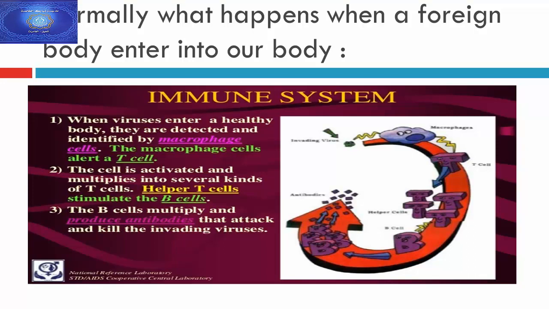WBC means what? The main function is immunity, isn't it? So the helper T cells will activate the other WBCs, and all together they make antibodies against this antigen. Antigen means any foreign body. Antibody means the protection from our own body to act against an antigen. That is known as antibody. So a fight occurs between antigen and antibody. Who is helping for that? WBC. So this is the normal condition inside a body when any pathogen comes in.